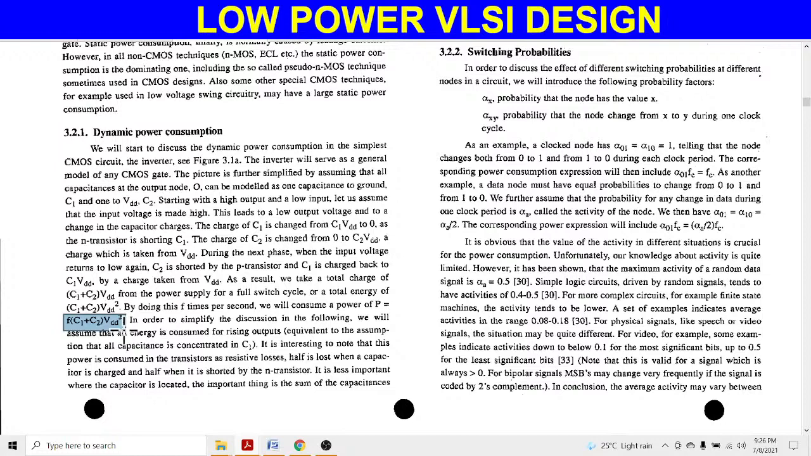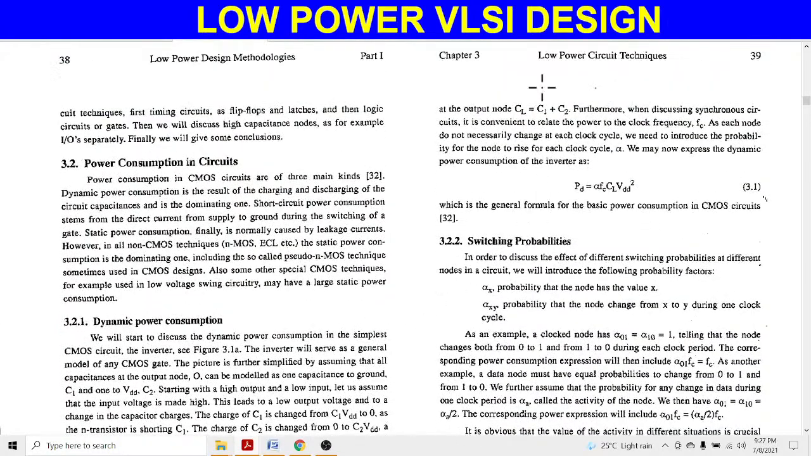When we discuss a synchronous circuit, it is convenient to relate the power in terms of frequency. It is mentioned here because all the nodes do not change simultaneously. So we need to introduce a probability factor to represent the rise and the fall voltage in the node.